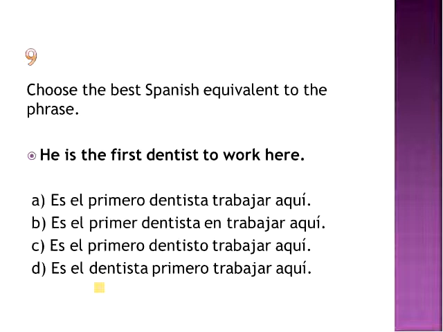Yeah. D, es el dentista primero trabajar aquí. Which one is it? How many people say A? B? C? D? Very good.